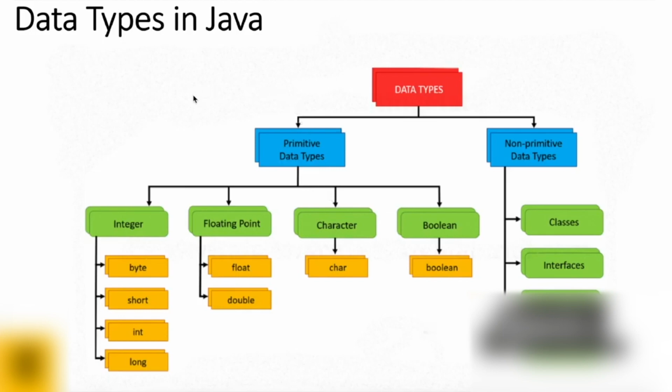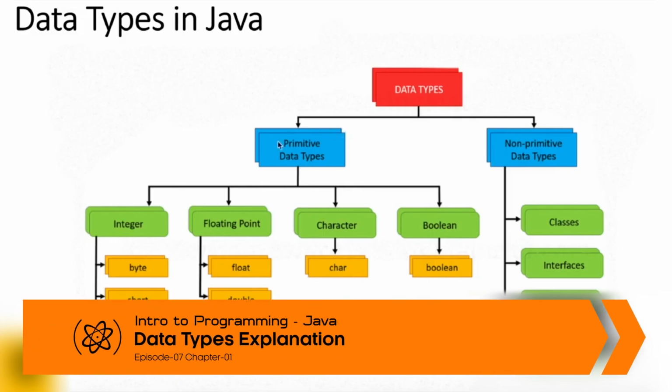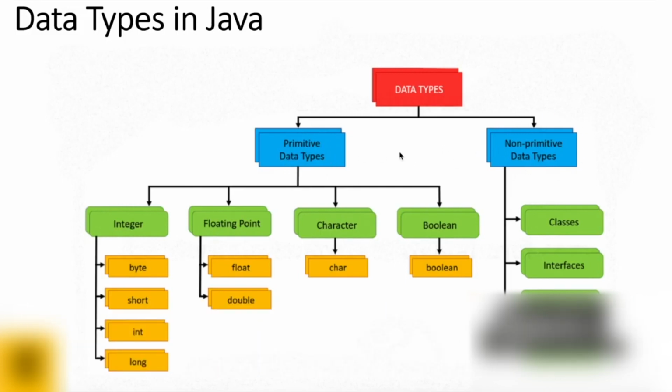There can be many different data types in Java. We have two main distinctions. Firstly, we can have a primitive data type, or we can have non-primitive data types. What's the difference between the two?